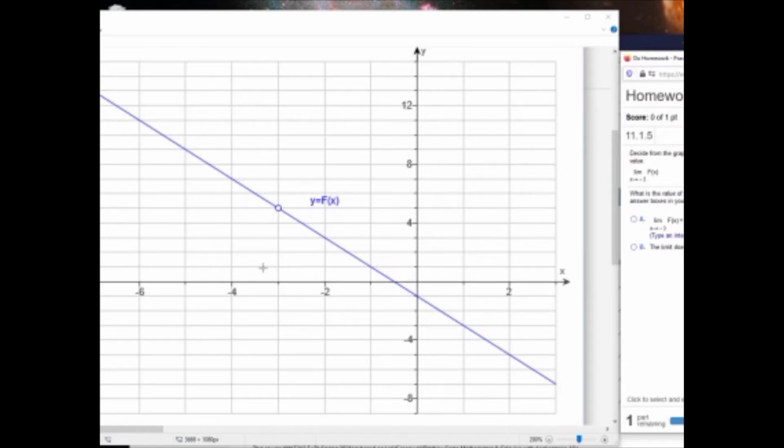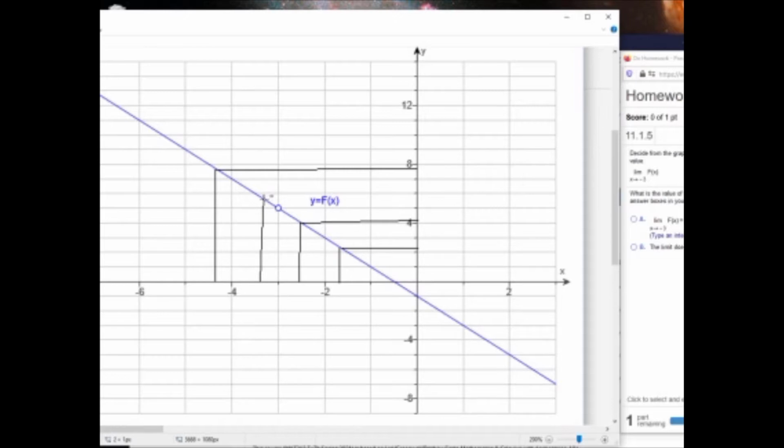And remember back in the video, how did we approach? Well, we started off to the left somewhere, and we drew a line over to what the output of the function was, and then we started from the right somewhere, and we drew a line out to where the function is. As we went closer and closer to -3, we want to look at if these outputs are converging. And if these outputs are converging, then we know there's going to be a limit.